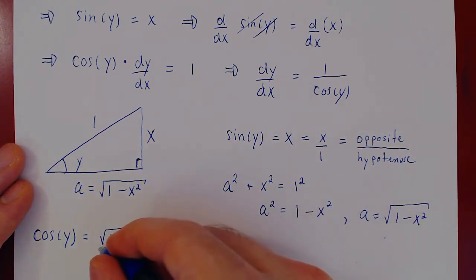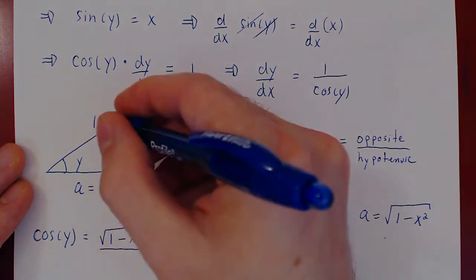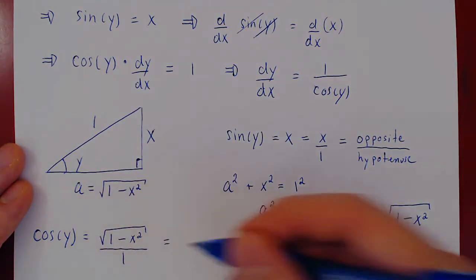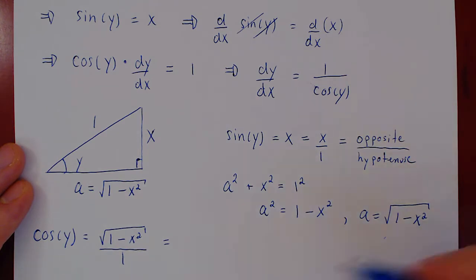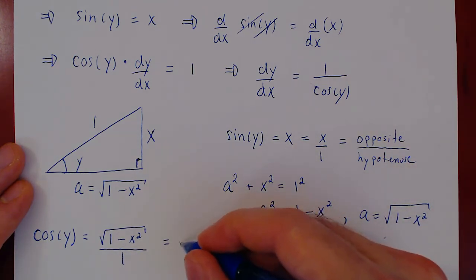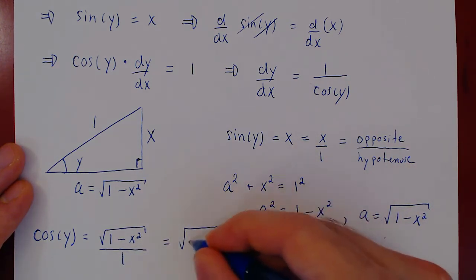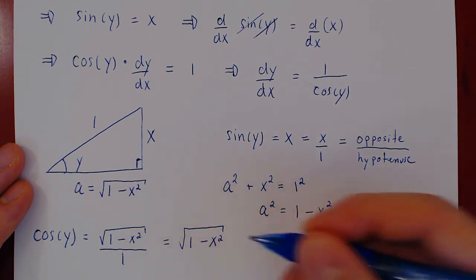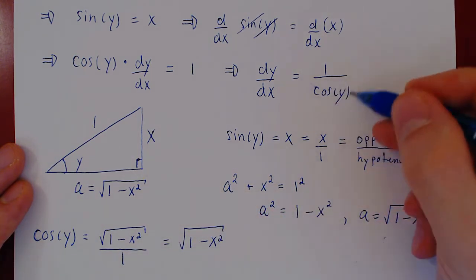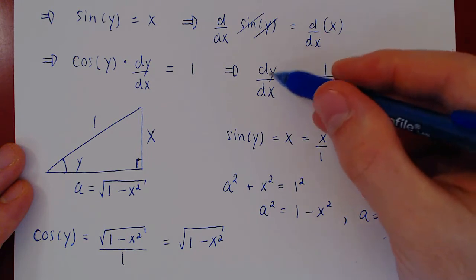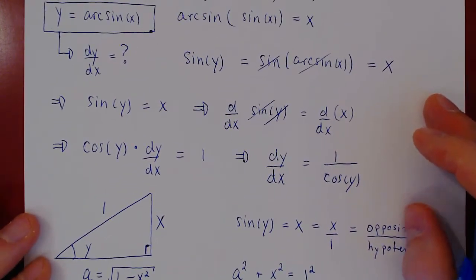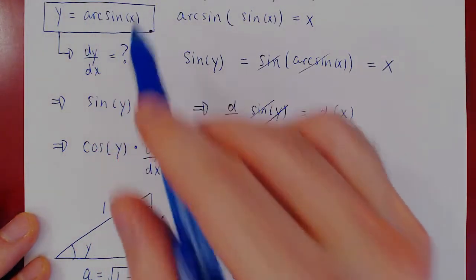Cosine is adjacent over the hypotenuse, which is 1. So anything over 1 is just that same thing. So what we have is that cos of y is the square root of 1 minus x squared. And now we can substitute in here and write our final answer. Y was arc sine of x.